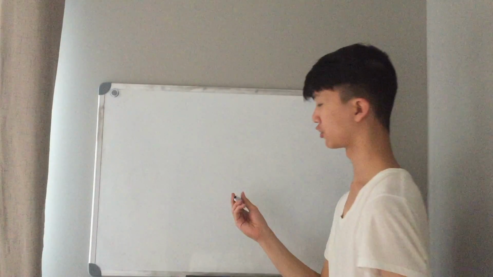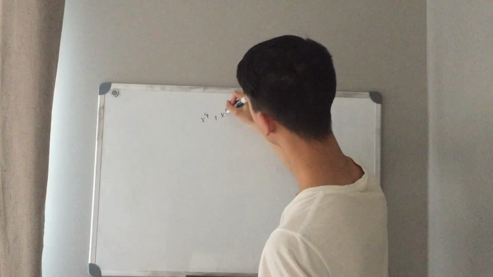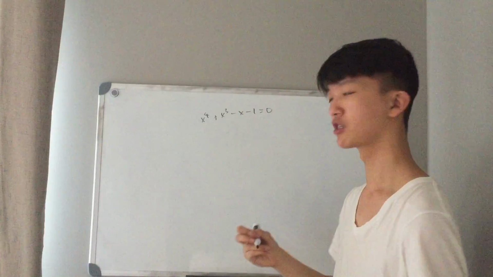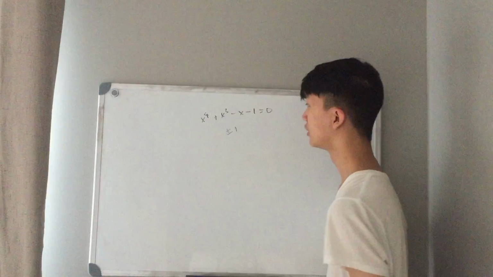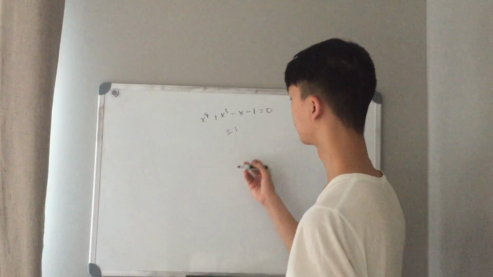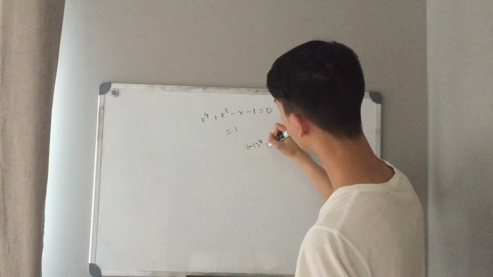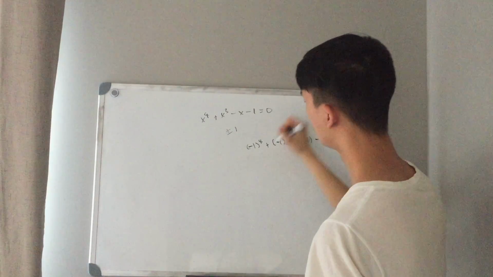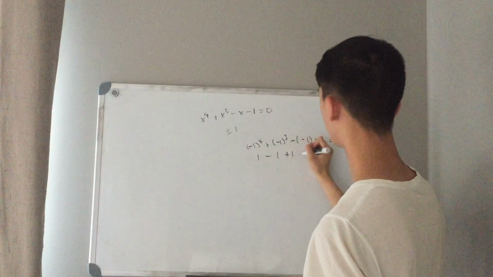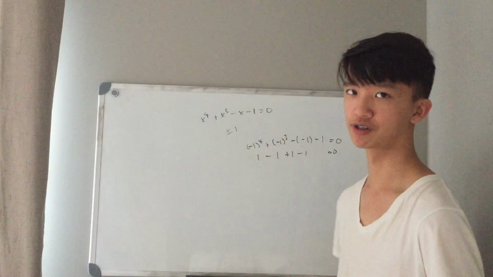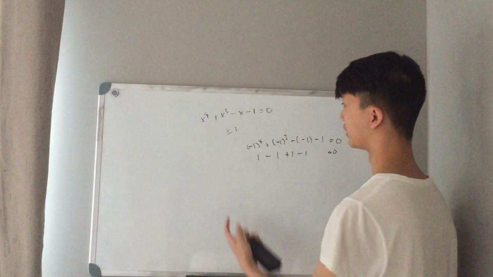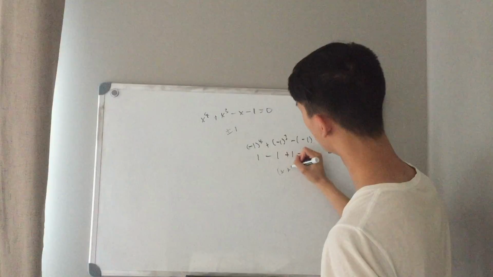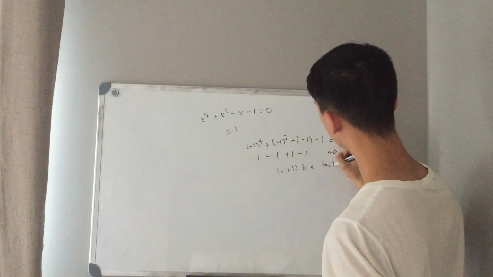So how would you factor x to the power of 4 plus x to the power of 3 minus x minus 1 is equal to 0? We do know by the rational root theorem that the only possible roots are plus or minus 1. So we'll start with -1. So we get (-1) to the power of 4 plus (-1) to the power of 3 minus -1 minus 1 is equal to 0. Well, we get 1 minus 1 plus 1 minus 1 is equal to 0, and 0 is equal to 0 here. So we know that -1 is a root, so this is divisible by x plus 1. So x plus 1 is a factor.